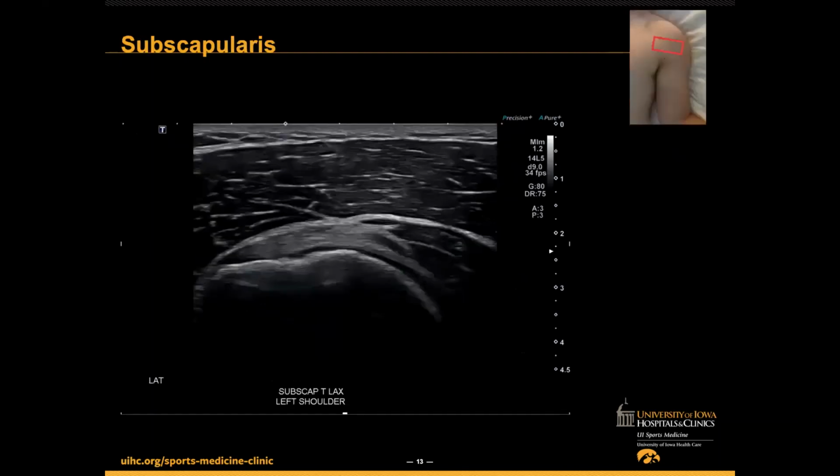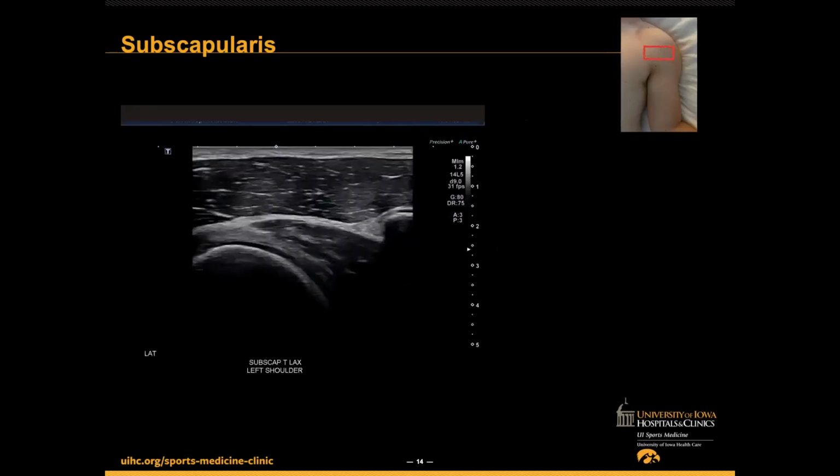The next structure I evaluate is the subscapularis anteriorly. I have the patient flex their elbow, which you can see in this picture, to 90 degrees and then externally rotate to bring that lesser tuberosity and the footprint of the subscap more anterior, bring it into better view. And then scanning superiorly and inferiorly to make sure that you've actually evaluated the entire extent of the tendon. In this case, he had a very normal appearing tendon with no evidence of any pathology.